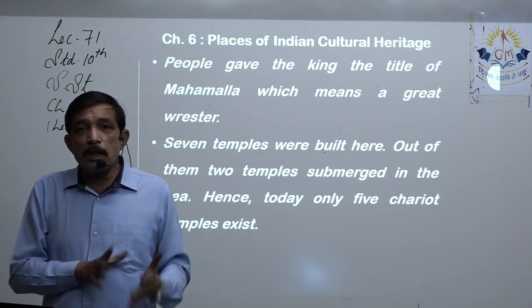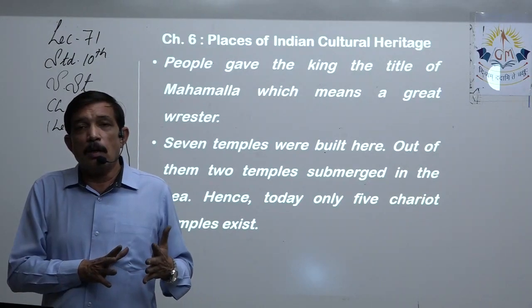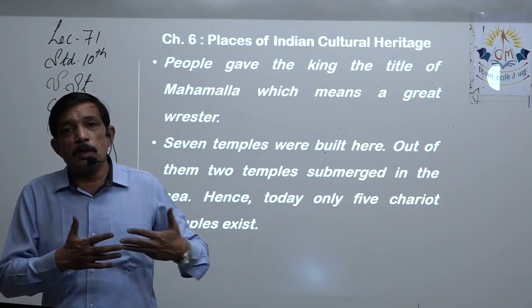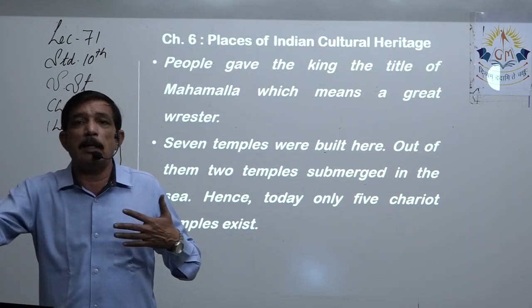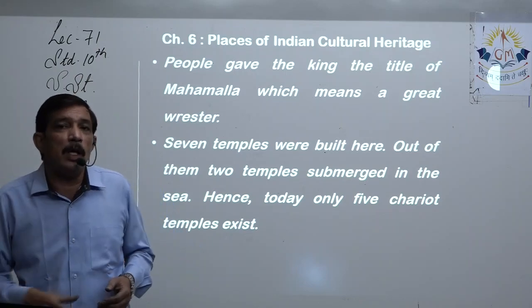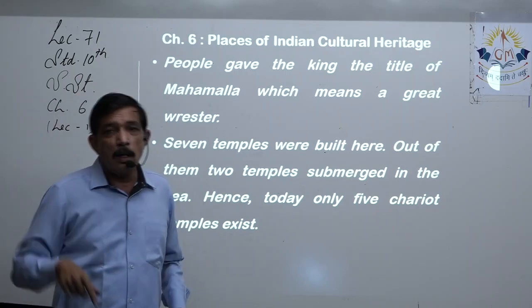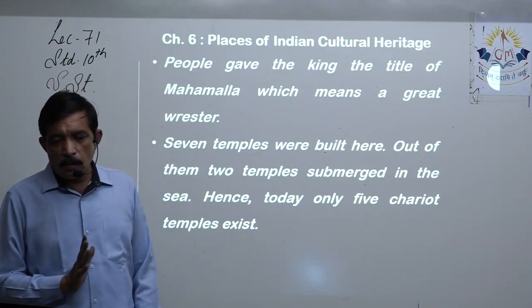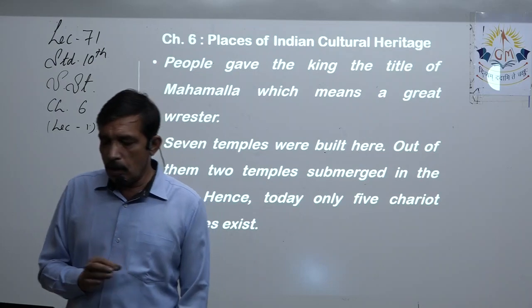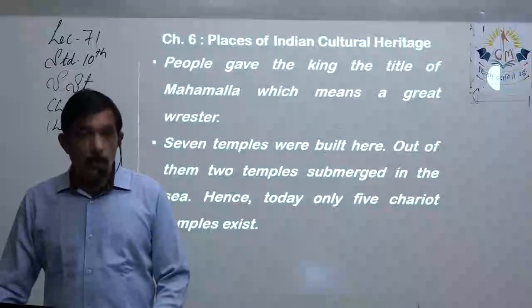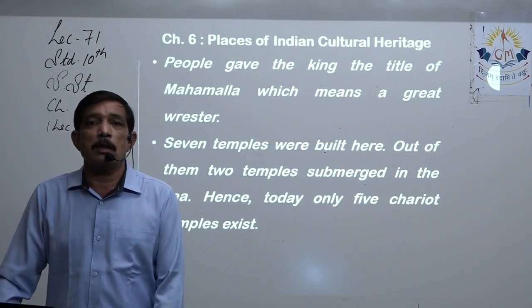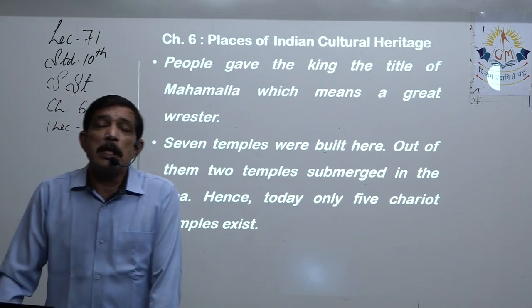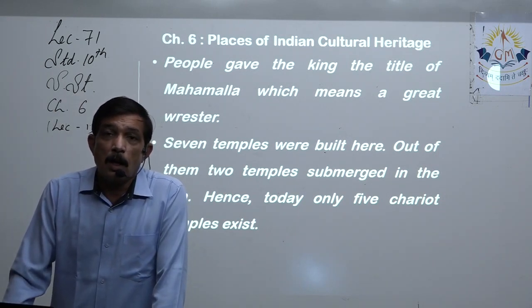So seven temples were built over here, but all of them were on the shore, two temples quite far inside, and the sea engulfed them, took them away. So now two temples are under the sea. Now only five temples, five chariot temples, remain. One of the uniqueness of southern architecture is chariot temples. Rath.